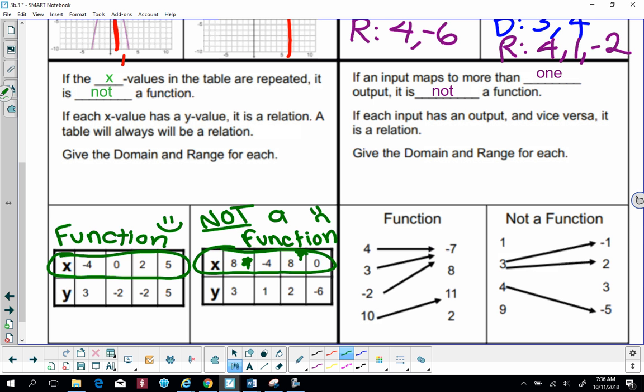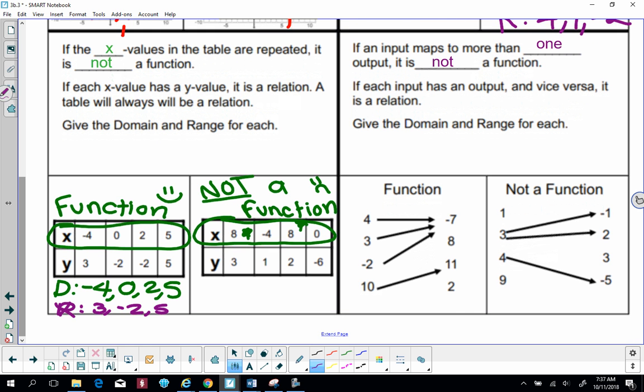So, what is the domain for this first one? -4, -4, 0, 0, 2, 2, and 5. And then my range, 3, -2, and 5. See how those -2's repeat? They don't matter. The only thing that matters when I'm looking at if it's a function or not is the x. So you don't look at the range, you just look at x. Only if they ask for the range, but if they're asking if it's a function, the only thing that matters is the x's.